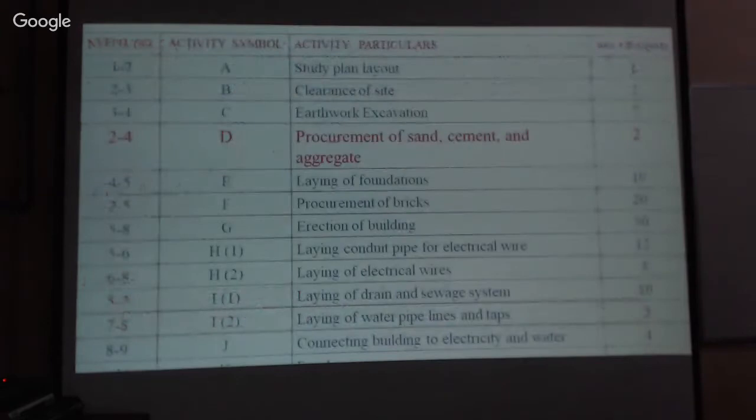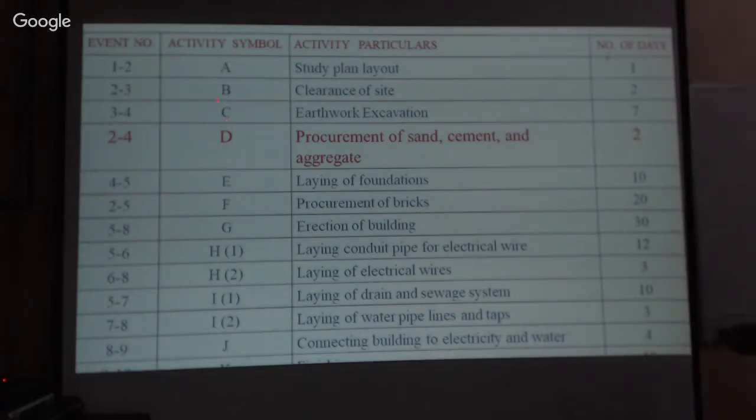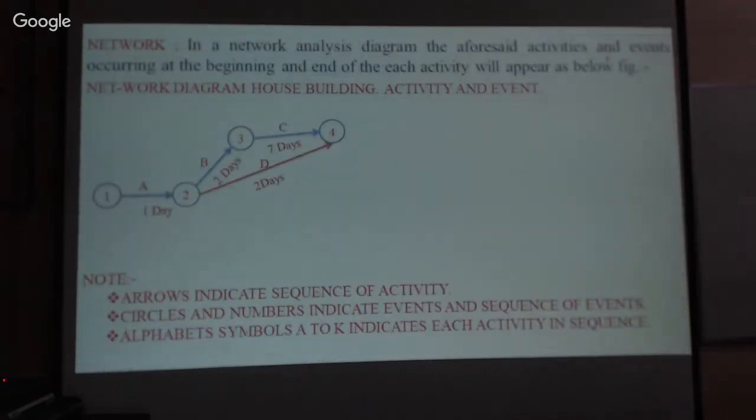And similarly, if you go to the next row, that is 2 to 4, event 2 to event 4, the activity symbol is D, procurement of materials. Number of days required? 2. Therefore, see, now this is the number of days required. Now we are drawing the network diagram.